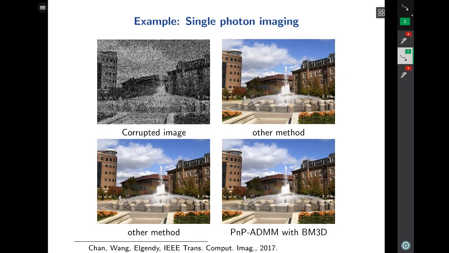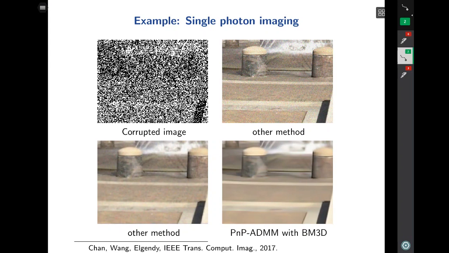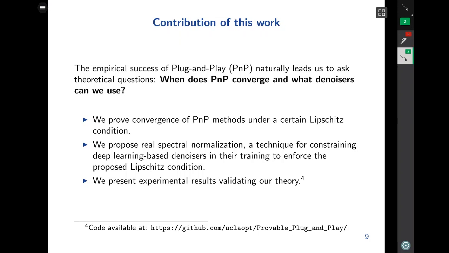When we zoom in, we can start to see the difference. We can see that plug-and-play ADMM with the modern denoiser BM3D produces the cleanest recovery compared to the other existing methods. The empirical success of plug-and-play naturally leads us to ask theoretical questions. When does plug-and-play converge, and what denoisers can we use?